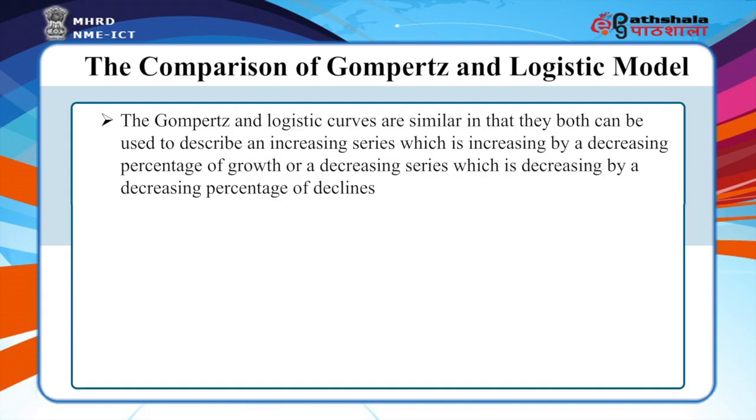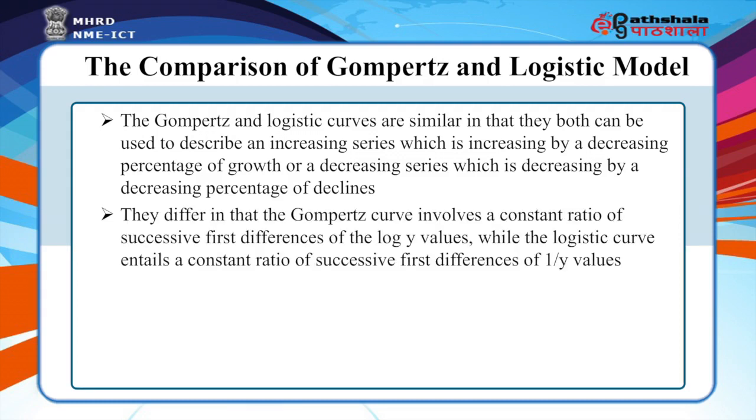The Gompertz and logistic curves are similar in that they both can be used to describe an increasing series which is increasing by a decreasing percentage of growth, or a decreasing series which is decreasing by a decreasing percent of decline. They differ in that the Gompertz curve involves a constant ratio of successive first differences of the log y values, while the logistic curve entails a constant ratio of successive first differences of 1/y values.